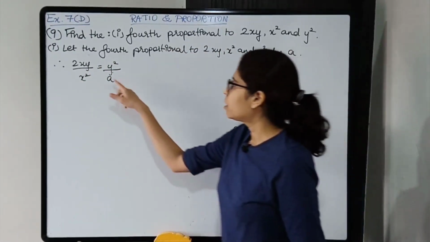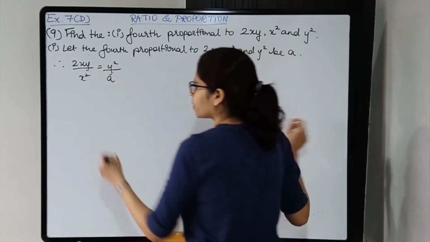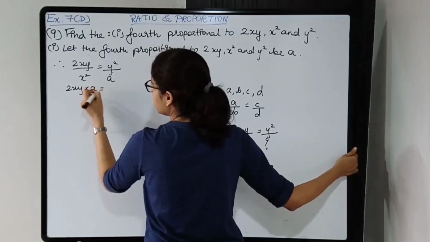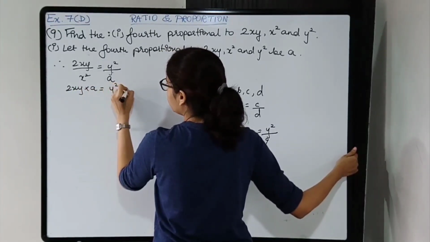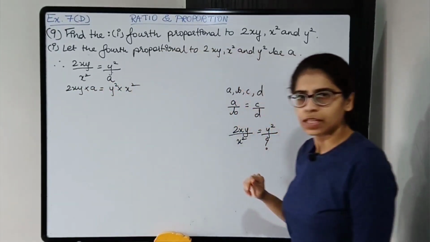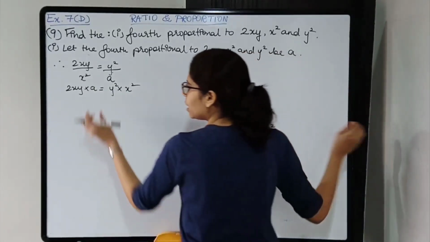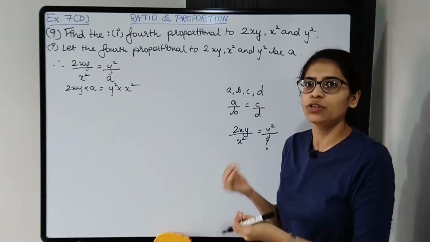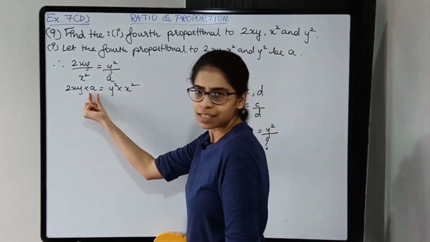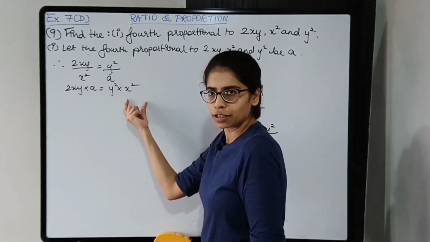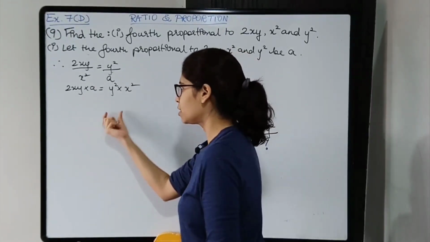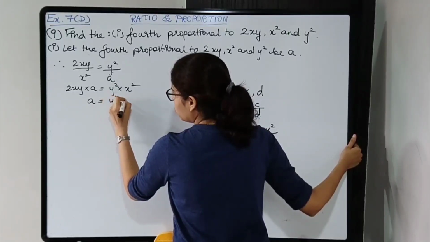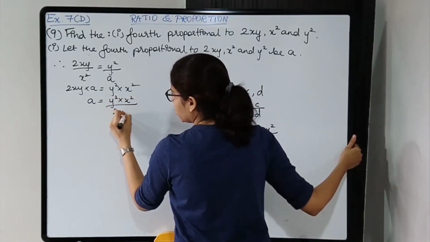Now let's cross multiply. So 2xy into A is equal to y square into x square. ठीक है. Now I'll keep A on one side because A का value find out करना है. What is A you need to know. So let's keep A as it is. This will shift on the other side. ठीक है, ये shift करते हैं. So it will go in denominator. So y square into x square upon 2xy.